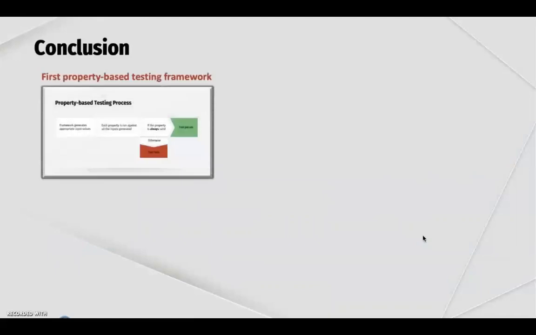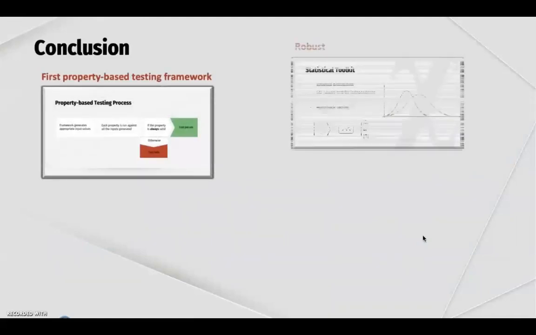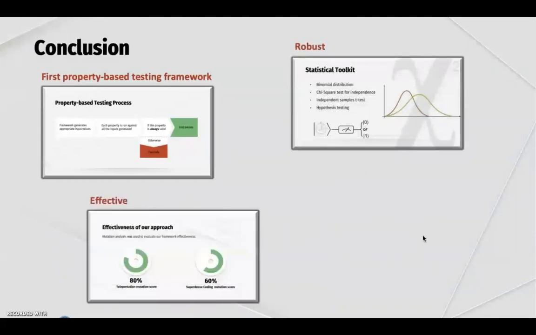In this video, our framework called QSharpCheck was introduced. It is the first property-based testing framework which robustly and effectively tests quantum programs in Q#.